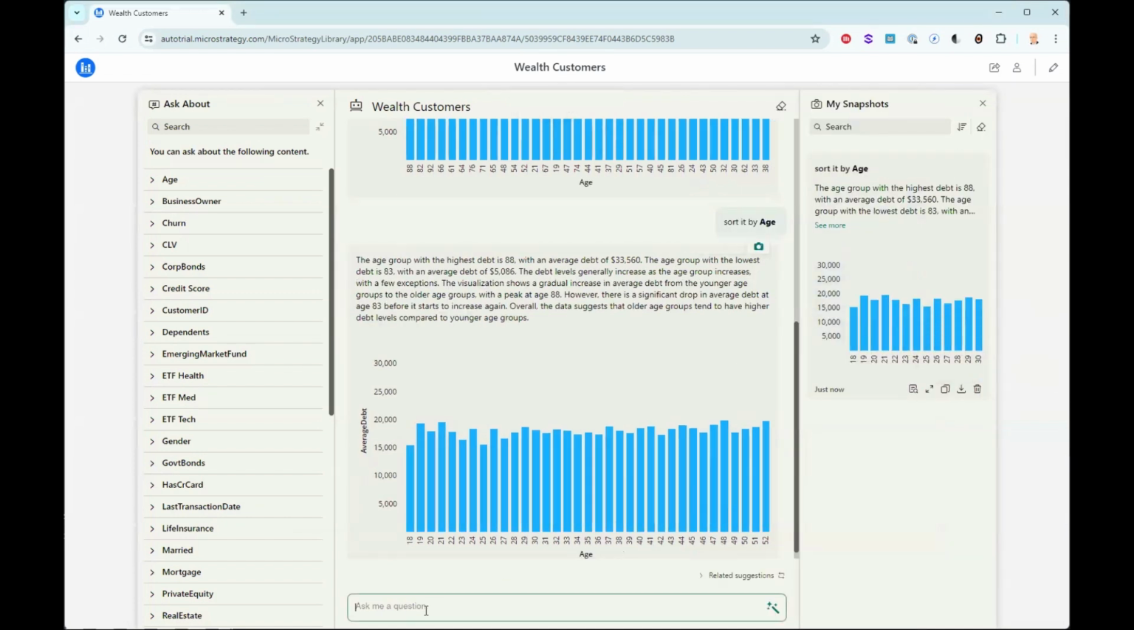Let's ask a more complex question that is using machine learning algorithms. Is there a correlation between debt and credit score?